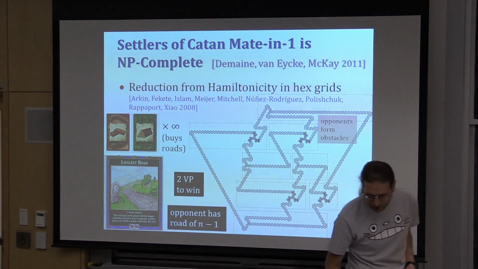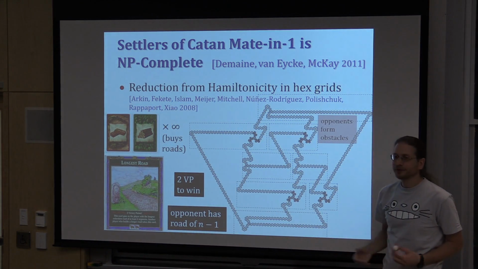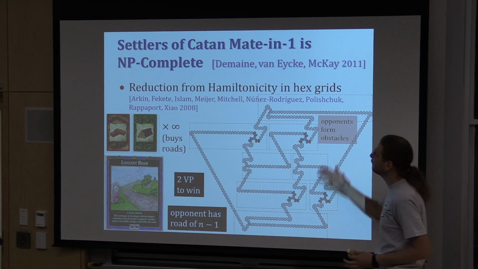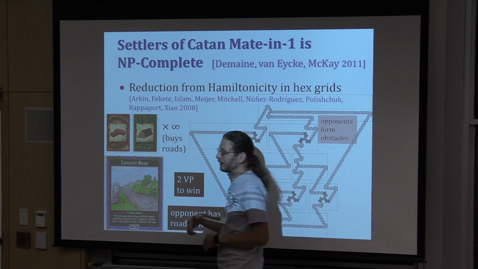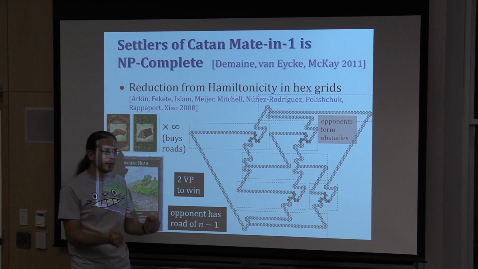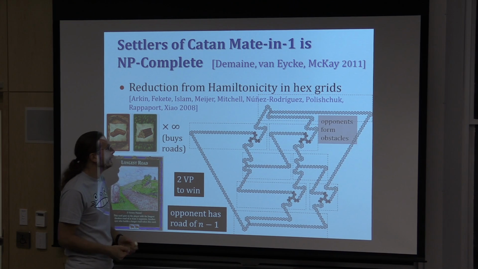So here's the idea. Settlers of Catan has randomness and stuff like that, but again, if we look at a mate in 1 problem, that goes out the window. It's just, can I win in this one move? There's no randomness to that.